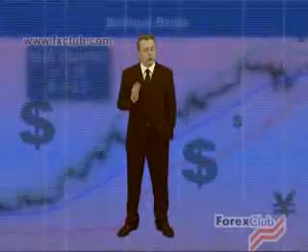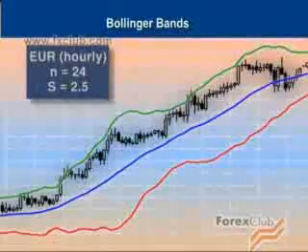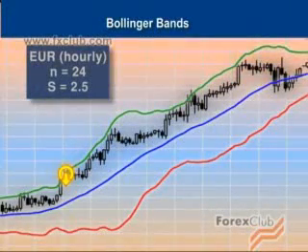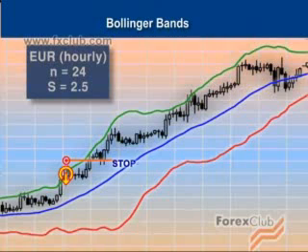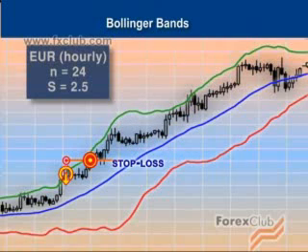I'd like to conclude this section by saying that Bollinger Bands were designed to be used with other indicators. We're going to go over them soon. Also, and I'll make no apologies for repeating this, don't forget to set your stop loss. If you've got the cover of a stop loss, then your misjudgments will not lead to catastrophe.